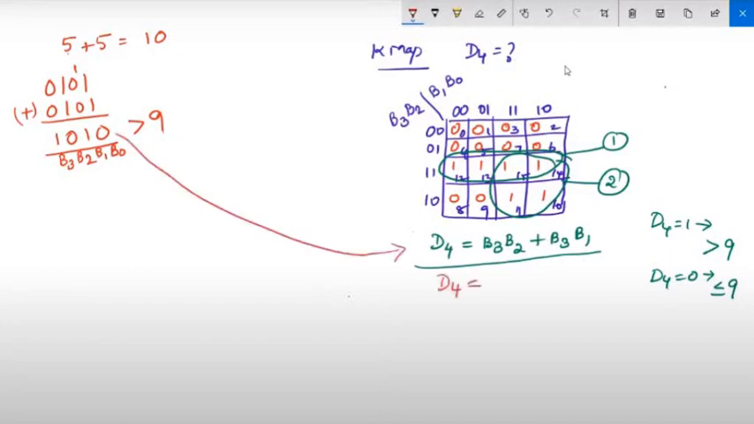D4 is equal to B3.B2 plus B3.B1, so which represents D4 is equal to 1. So whenever your D4 is equal to 1, what we have to do? We should add 6 with that number to get the BCD answer, right? So since we got D4 is equal to 1, it is necessary to add 6 with that.